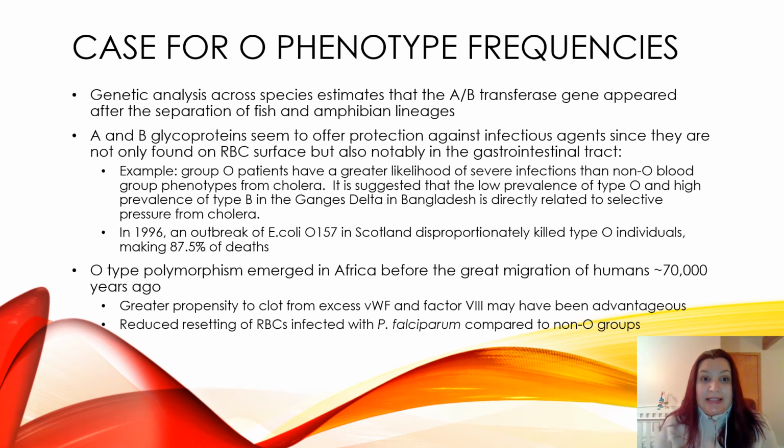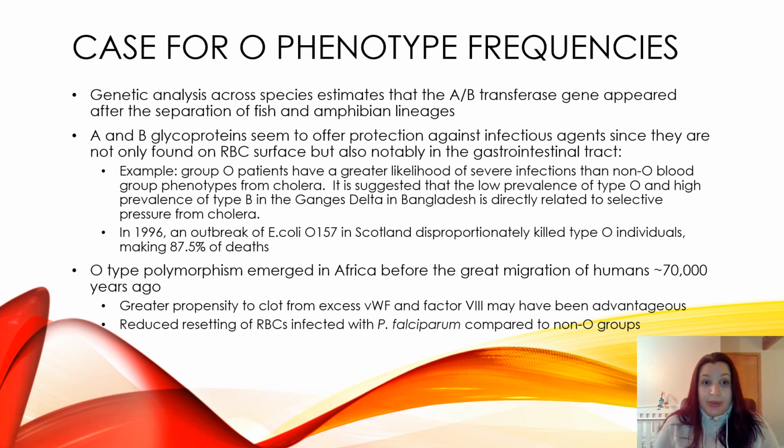Another interesting case is the O phenotype. The O phenotype, as we know, is a polymorphism of the AB transferase gene, and analysis estimates that the AB transferase gene appeared after the separation of fish and amphibian lineages, so it's quite an ancient gene that we've conserved throughout evolution. And the AB glycoproteins seem to offer certain protections against infectious agents, because they're not only on the RBC surface, but also in the gastrointestinal tract.